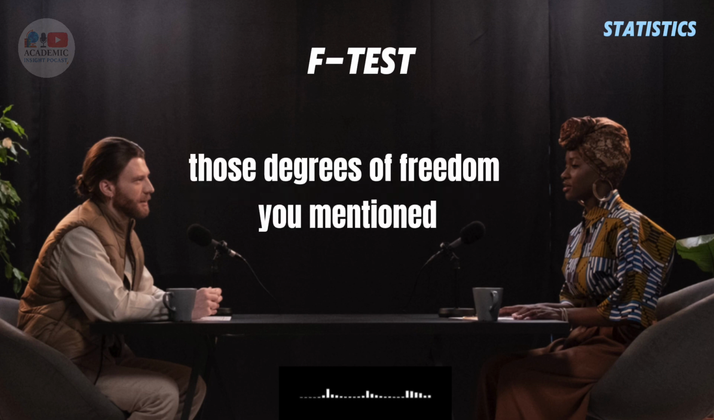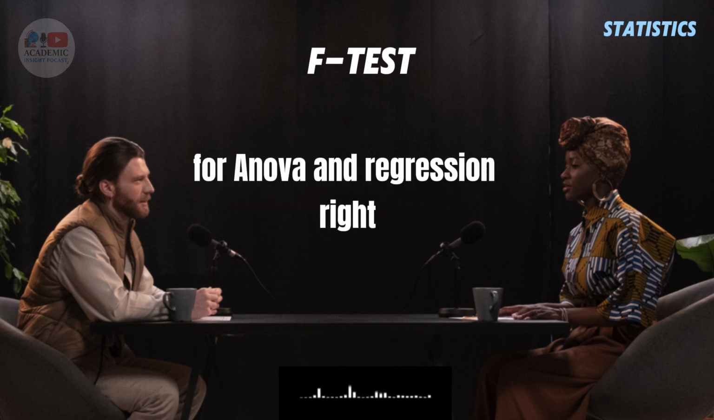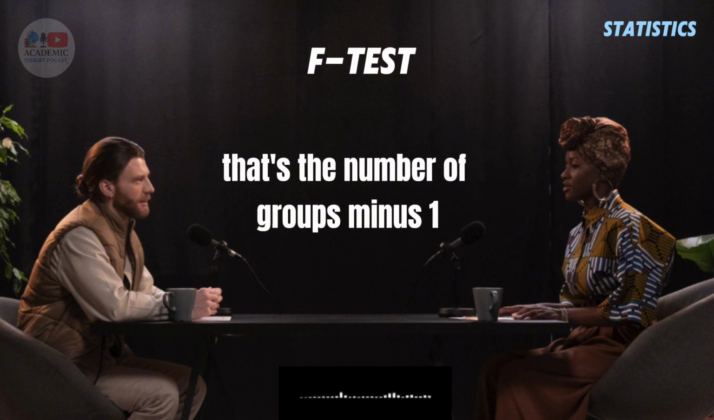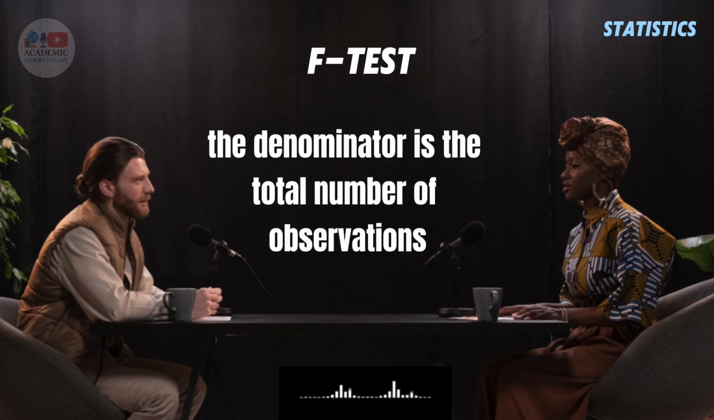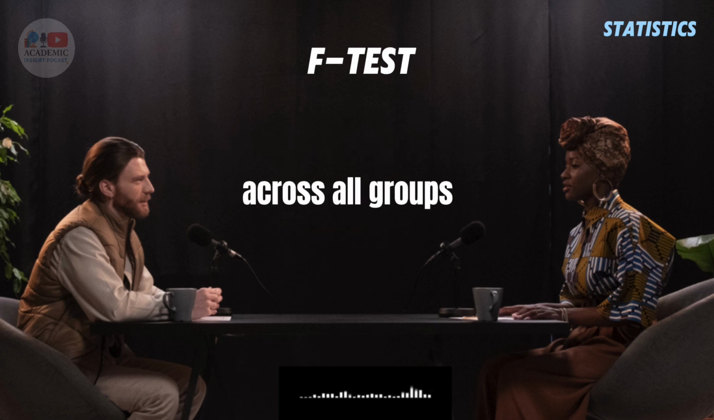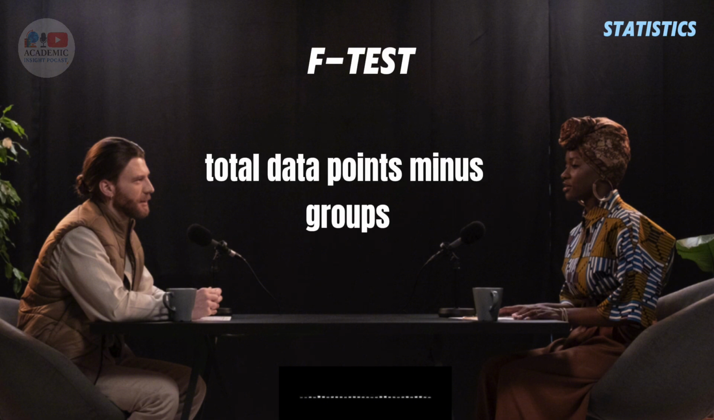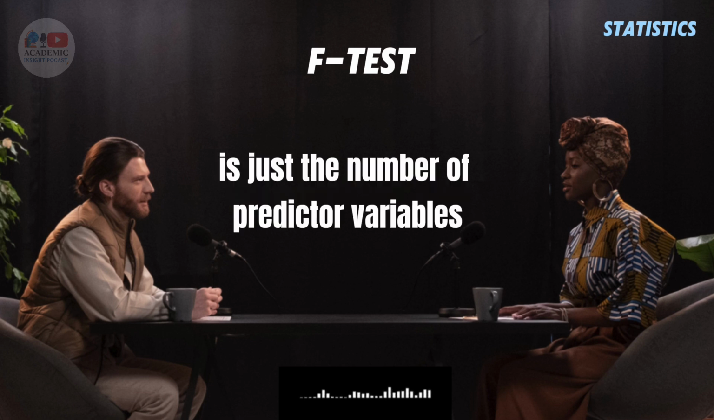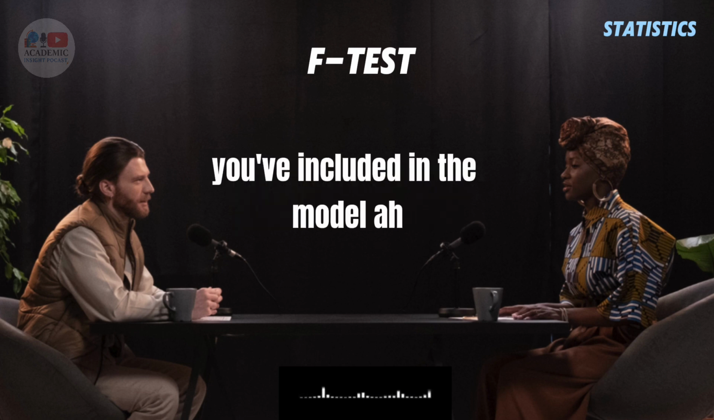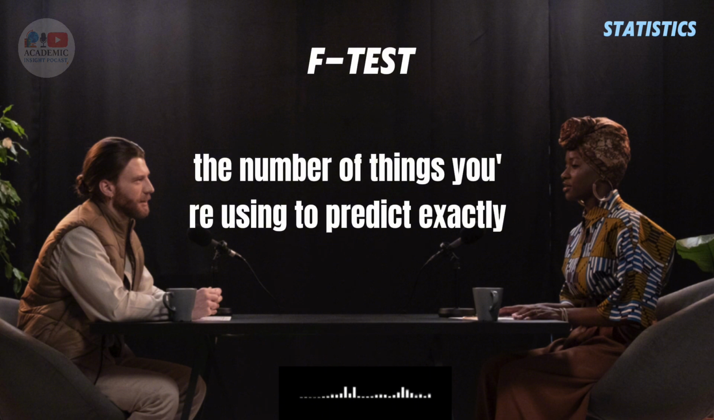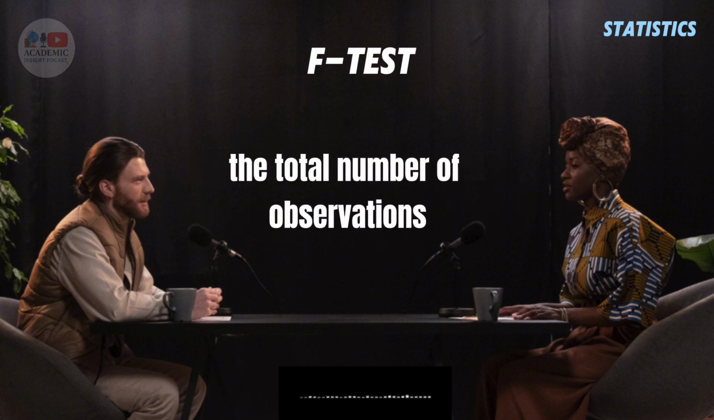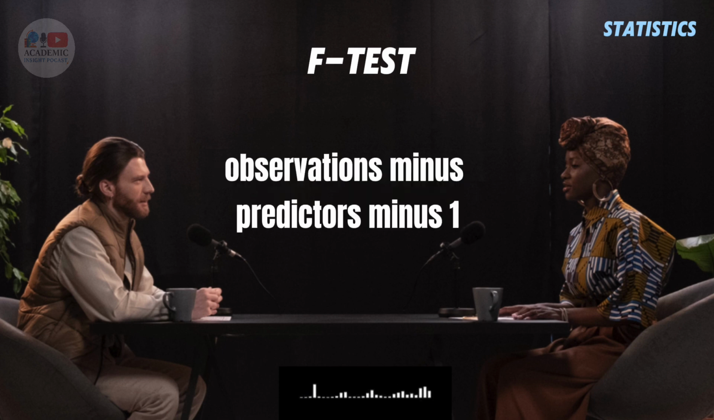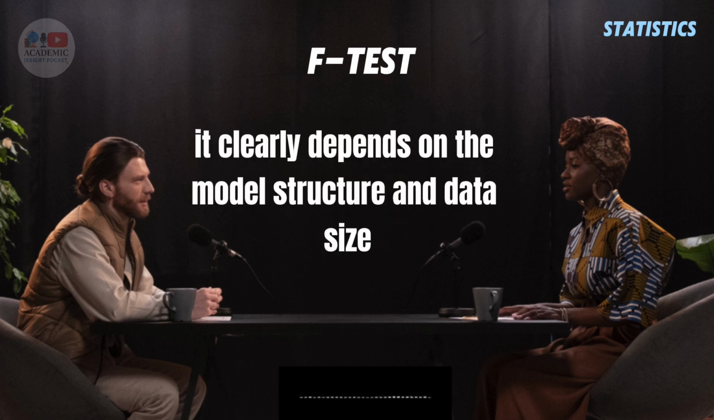Makes sense. Now, those degrees of freedom you mentioned, how do we actually figure those out for ANOVA and regression? Right. For ANOVA, the numerator degrees of freedom is the number of groups minus 1. Simple enough. The denominator is the total number of observations across all groups minus the number of groups. Total data points minus groups. Got it. And for regression? For regression, the numerator degrees of freedom is just the number of predictor variables you've included in the model. The number of things you're using to predict. Exactly. And the denominator degrees of freedom is the total number of observations minus the number of predictors minus one more. Observations minus predictors minus 1. It clearly depends on the model structure and data size.